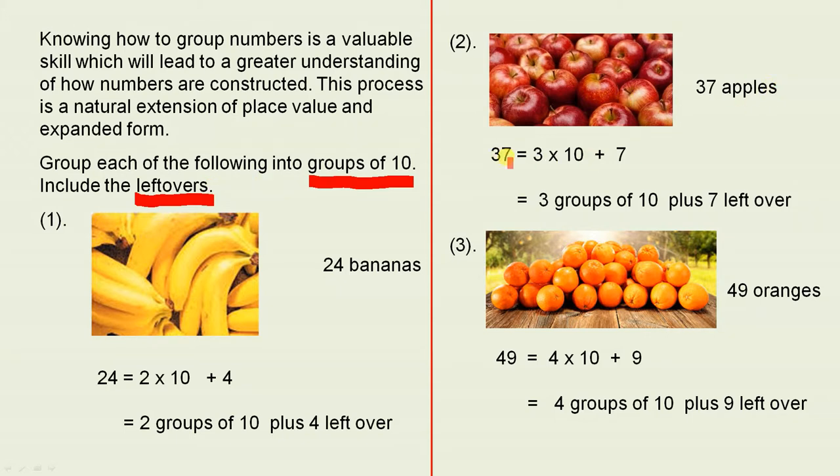37 apples. 37 is 3 times 10 plus 7, which is 3 groups of 10 plus 7 left over. 49 oranges. 49 equals 4 times 10 plus 9, which is 4 groups of 10 plus 9 left over.